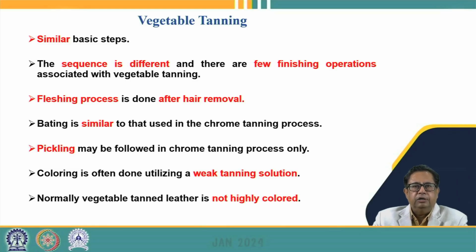And here the fleshing process is done after the hair removal, and the baking process is similar to that of the chrome tanning process, but the pickling may not be done in vegetable tanning. Here the coloring is done by using very weak tanning solutions, and that's why the vegetable tan leather is not highly colored. We generally find that it is more or less brownish in color, and the other colors, if present, are quite light in comparison to the colors that we see in chrome tanned leather.